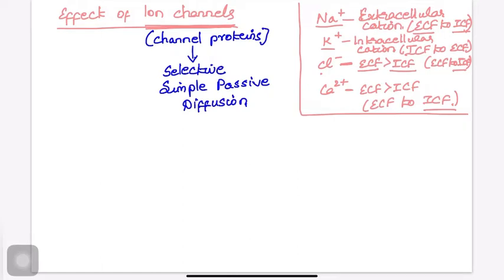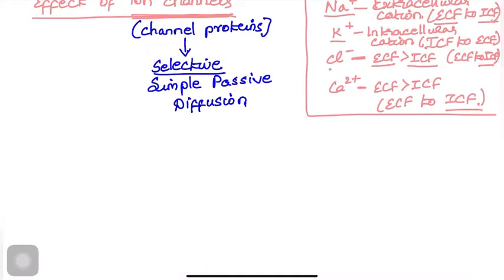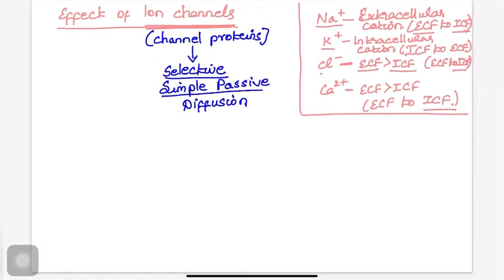So what does it mean? Selective, from the term itself we could understand, ion channels are selective. Specific ion channels for specific ions are present. So ion channels are selective, and it is simple passive diffusion.